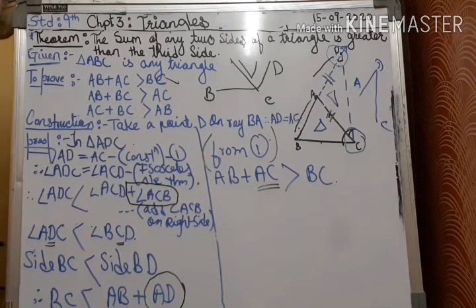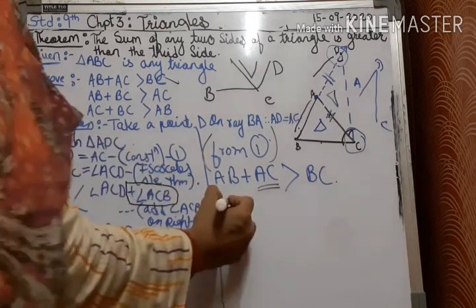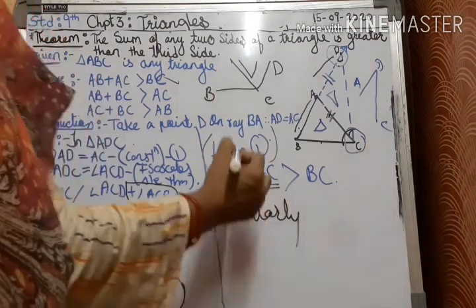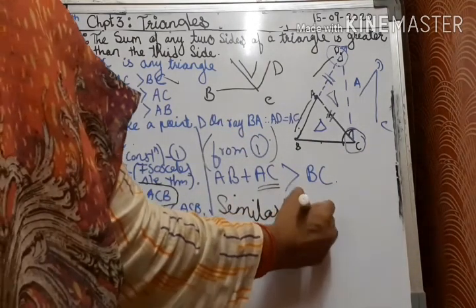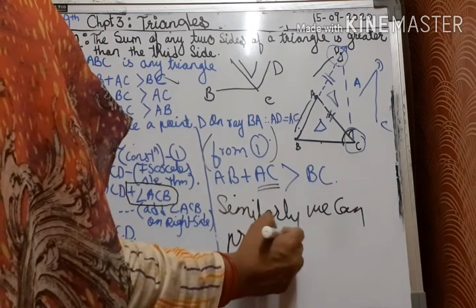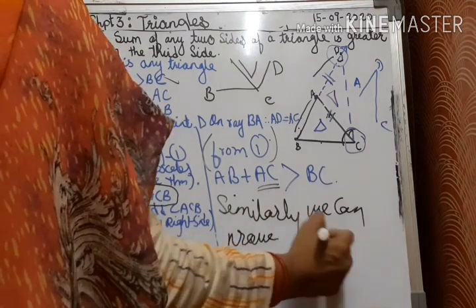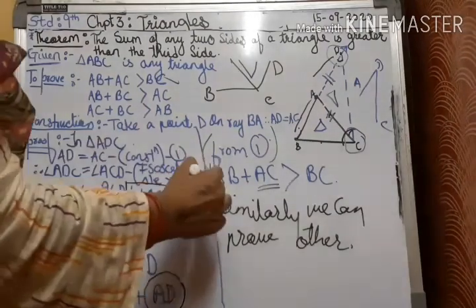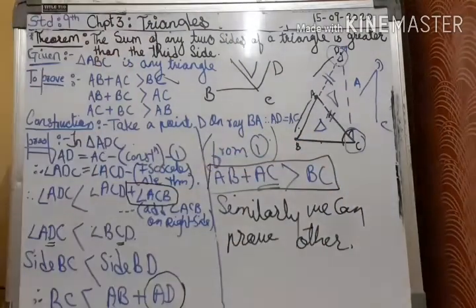We have proved that the sum of two sides of a triangle is greater than the other third side. Similarly, we can prove the others. Once one proof is done, that is more than enough. The others we can write similarly.